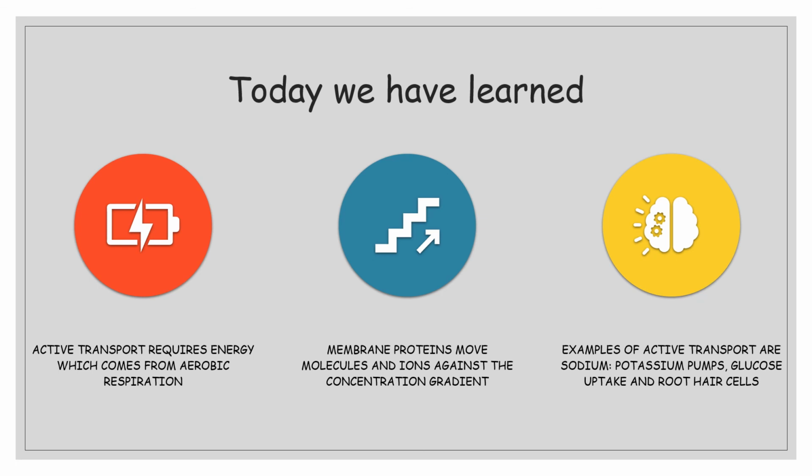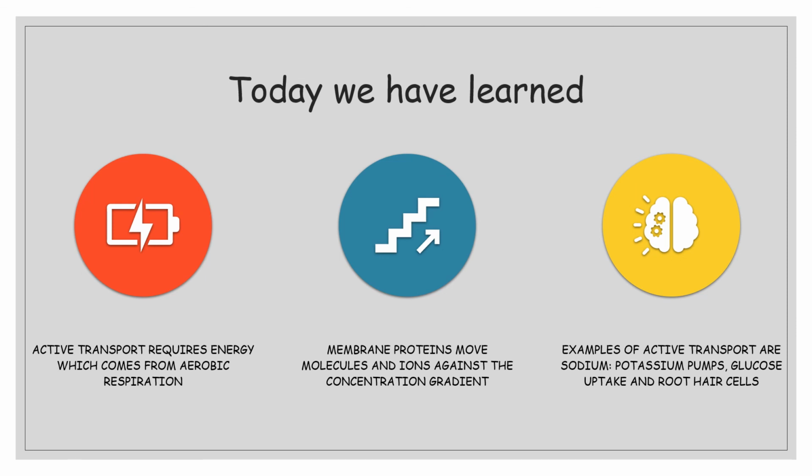That then completes our learning for today. What we've talked about is active transport requires energy, and that comes from aerobic respiration and therefore it requires mitochondria. We've also said that membrane proteins move molecules and ions against a concentration gradient. So those membrane proteins are often referred to as pumps, and against the concentration gradient means from low to high, just as those steps indicate.